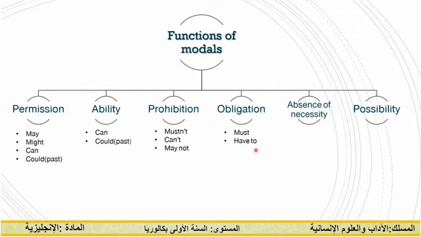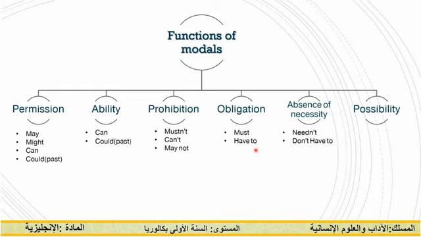Then we go to the absence of necessity. We have necessity, something that is necessary, something that we need, okay? It is something that we need, for example, we need to eat, we need to drink, we need to have fun, we need to do a lot of things, we need a lot of things, we need money, okay? But this is the absence, okay? Something that we do not need, okay? Something that we can live without, okay? So there we use needn't or don't have to.